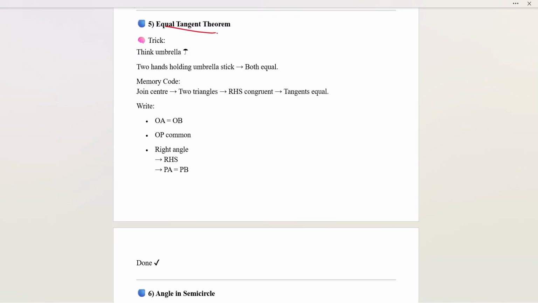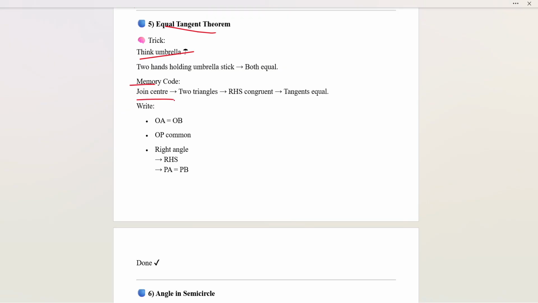So next is the equal tangent theorem. Here the trick is to think of an umbrella. Two hands holding an umbrella stick, both equal. Okay, that's a V shape and a circle with two tangents. So two tangents meet on different opposite sides of a circle, like an ice cream cone. So two hands holding an umbrella stick.